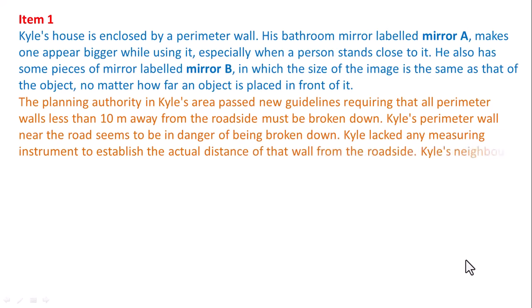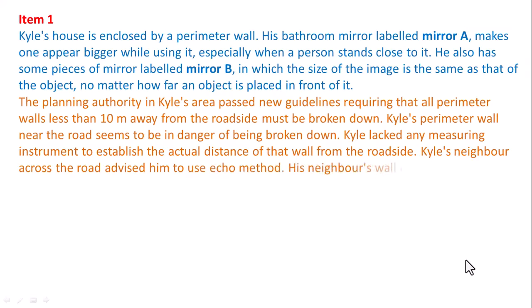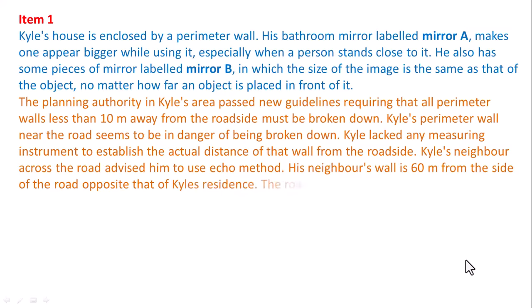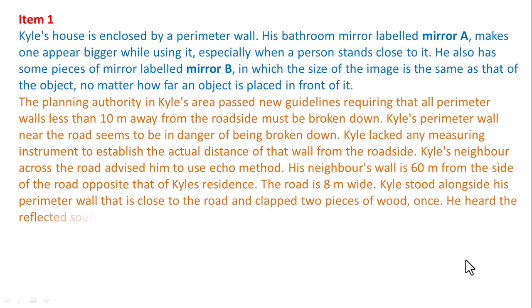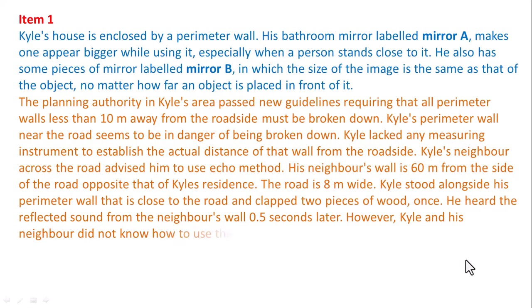Kyle's neighbor across the road advised him to use the echo method. His neighbor's wall is 60 meters from the side of the road opposite that of Kyle's residence. The road is 8 meters wide. Kyle stood alongside his perimeter wall that is close to the road and clapped 2 pieces of wood once. He heard the reflected sound from the neighbor's wall 0.5 seconds later. However, Kyle and his neighbor did not know how to use the information obtained.